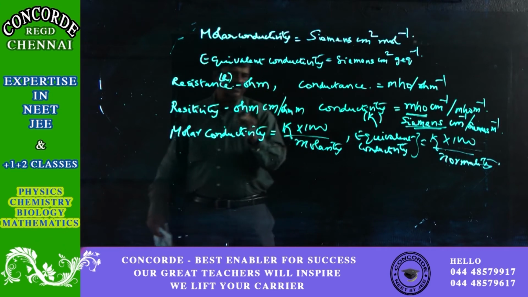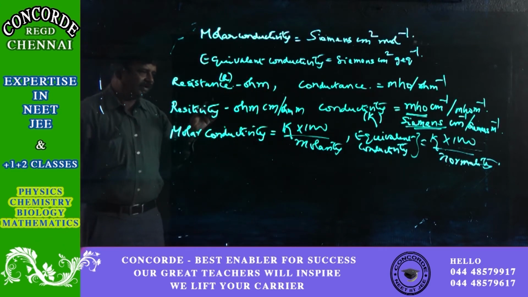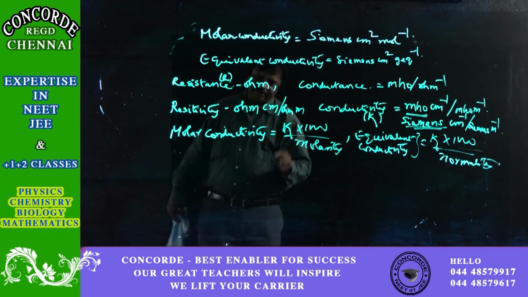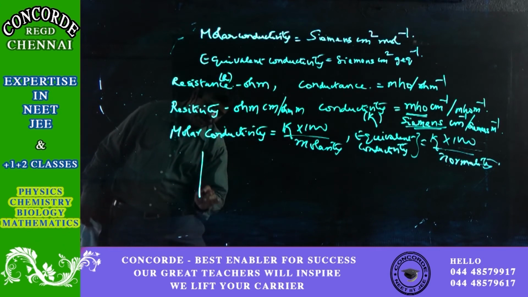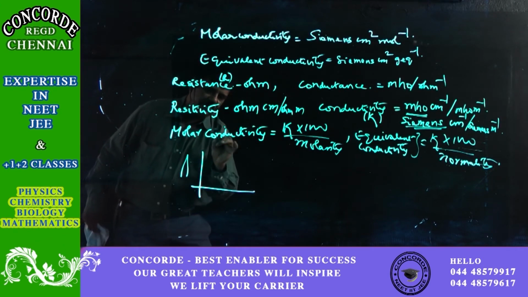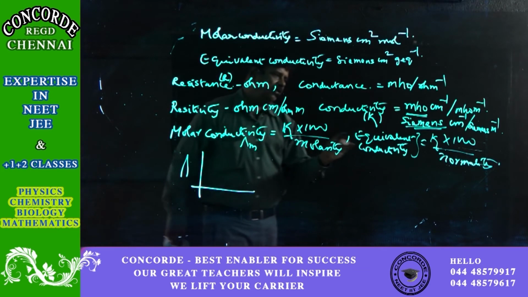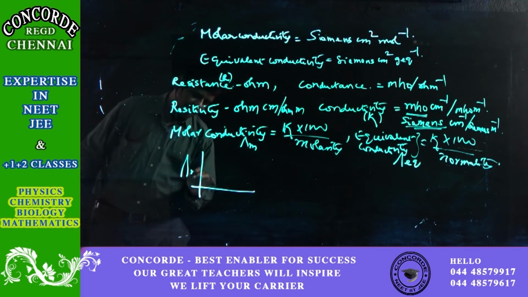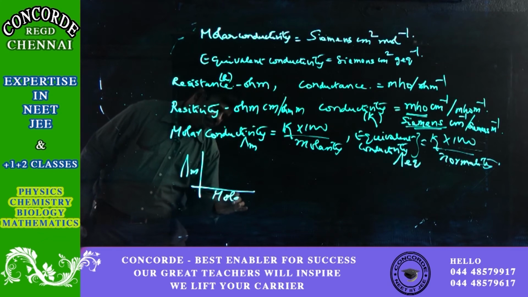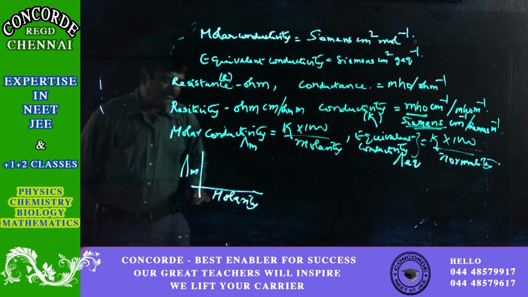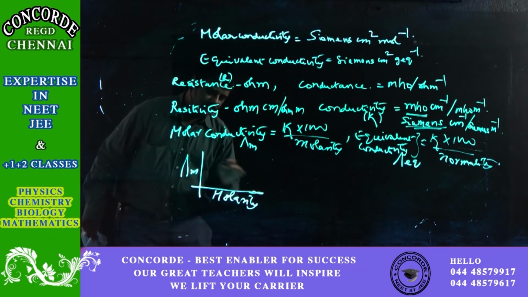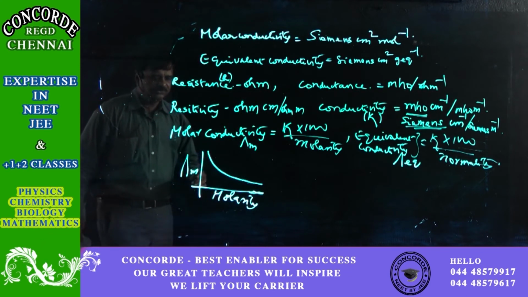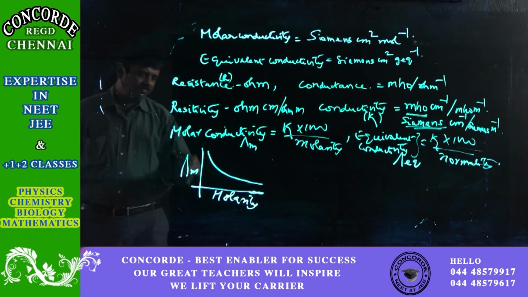equivalent conductivity. Now we are seeing the effect of dilution on molar conductance. I said this is lambda m, molar conductivity, and this is lambda equivalent. Lambda m is plotted against molarity. If lambda m is plotted against molarity, we see the graph is descending down. The graph is coming down.